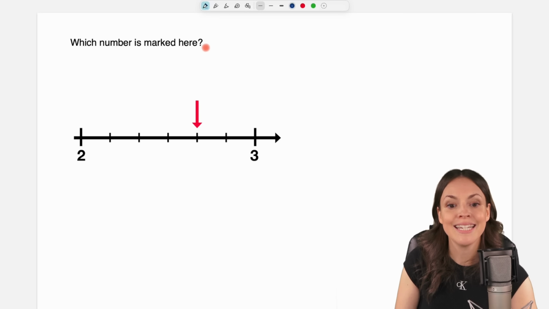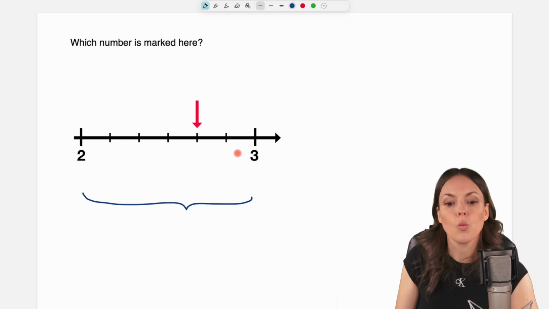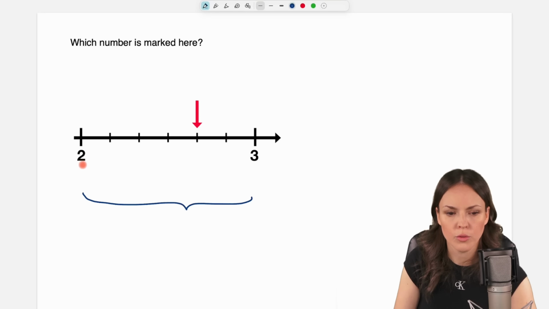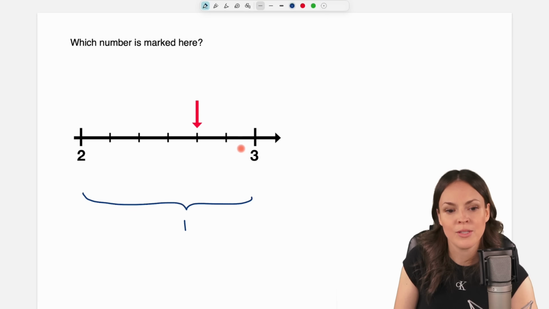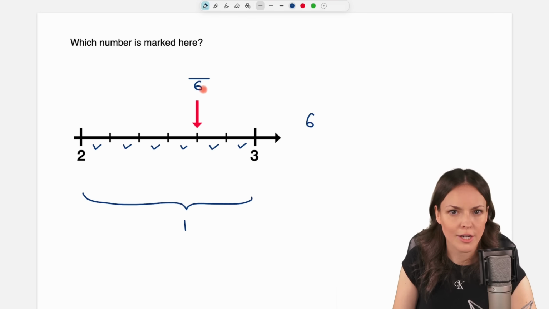Which number is marked here? First of all, we take a look at our number line. This time it goes from 2 up to 3, but the first thing that is important to us is that this is just one big step. To get from 2 to 3, it's just one big step, which is great, so that we can start counting the smaller steps. How many do we have? 1, 2, 3, 4, 5, 6 this time. The 6 is going to be our denominator of our fraction.